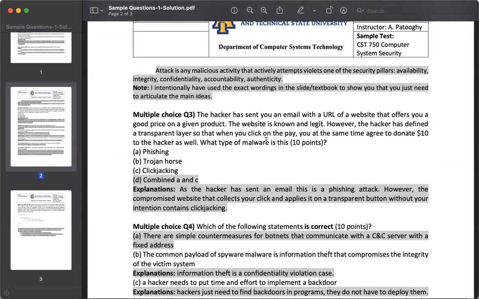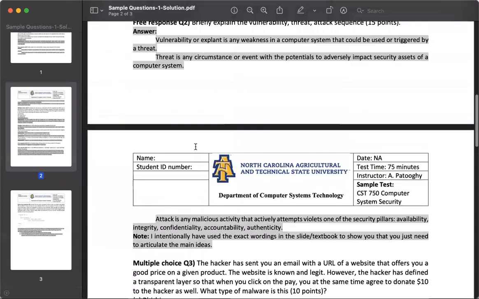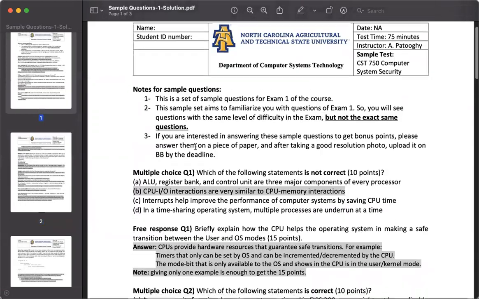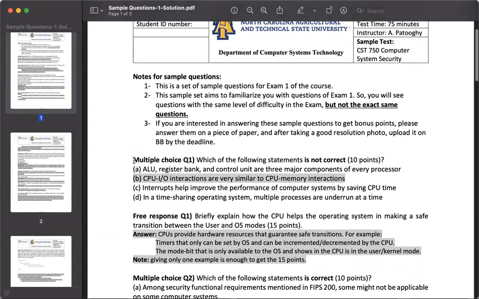And for the attendees, please feel free to interrupt me anytime. You don't need to wait until I'm finished with some question or the whole sample question. No, please feel free to interrupt me anytime. That would be a better option. If you have a question, ask me right away. So let's get started with the first multiple choice question.